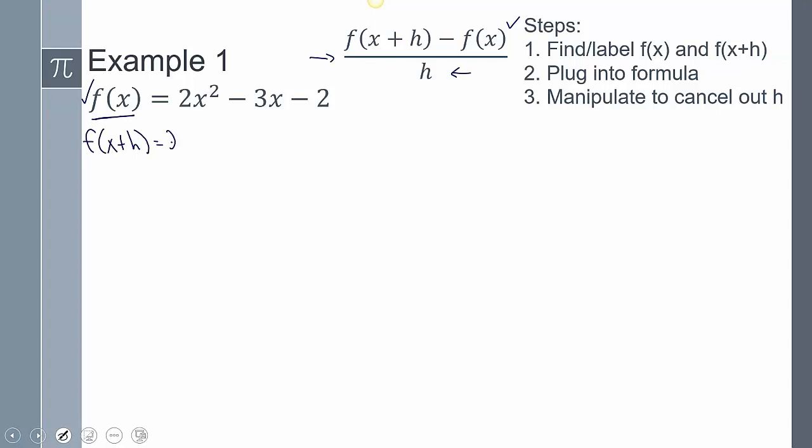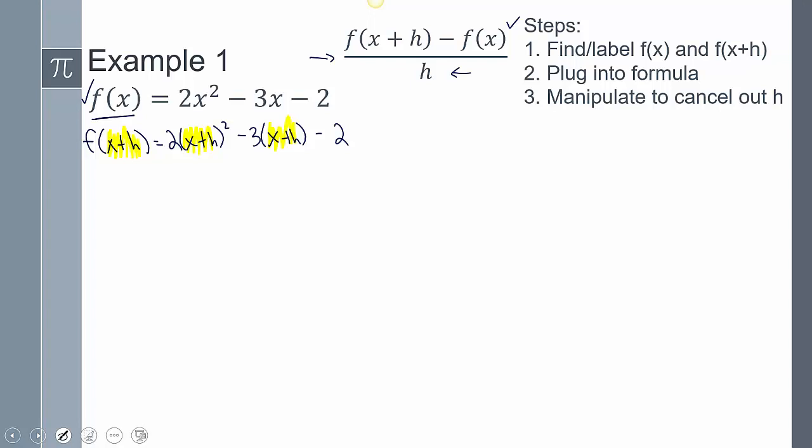So what I'm going to do is, remember, we have to imagine our function has these placeholders. Whatever I'm plugging in here is what I plug in here. Those need to be the same. So I'm going to be plugging in x plus h. So now I have my two elements there.